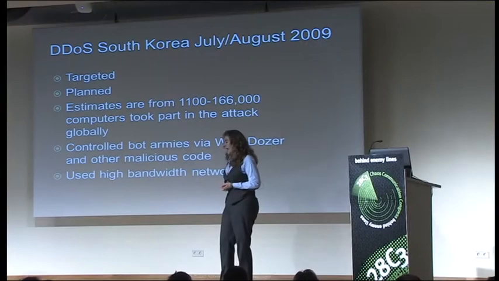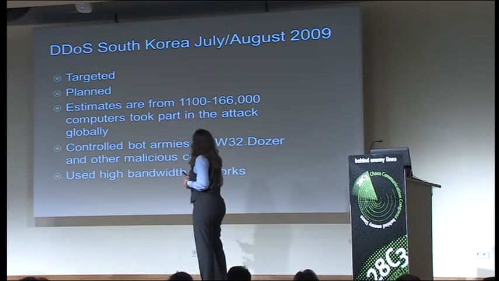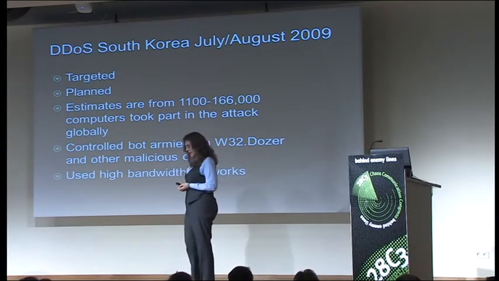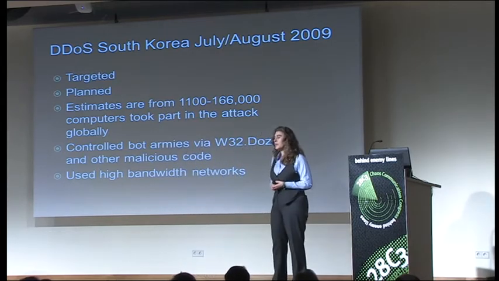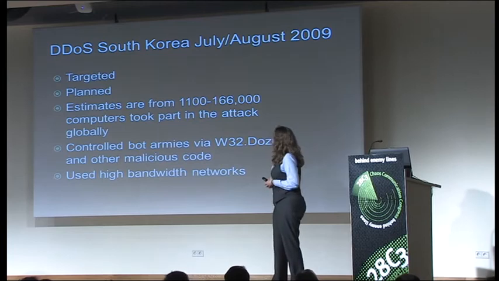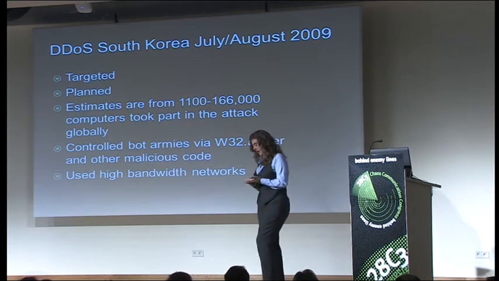For my last example, because I'm starting to run out of time just a little bit, the distributed denial of service attack in South Korea, which occurred over the July 4th weekend, was very targeted. It went after DNS infrastructure and only some US government and South Korean websites.